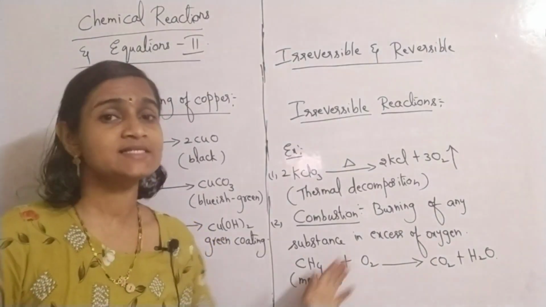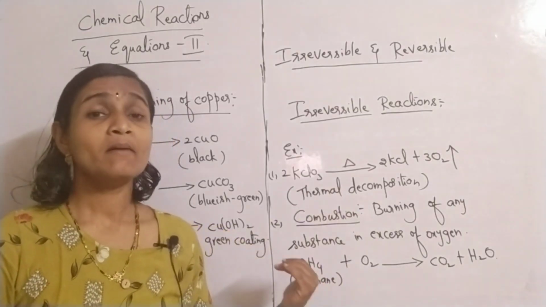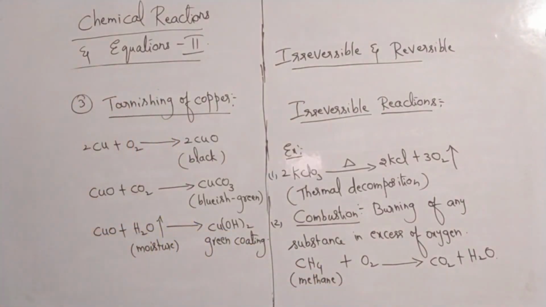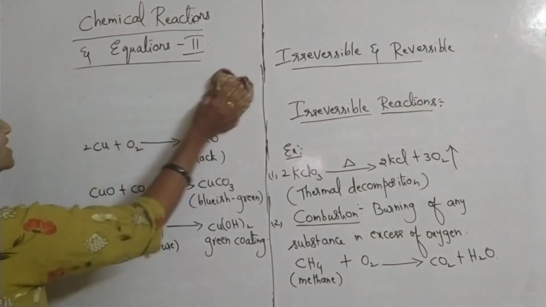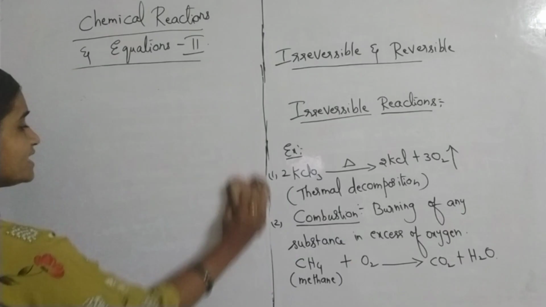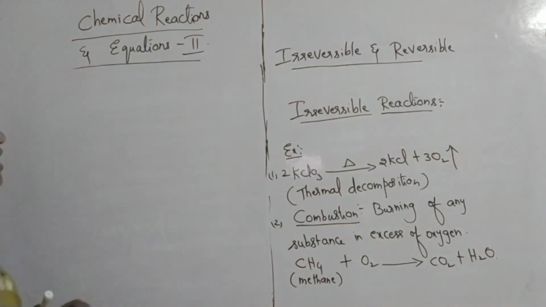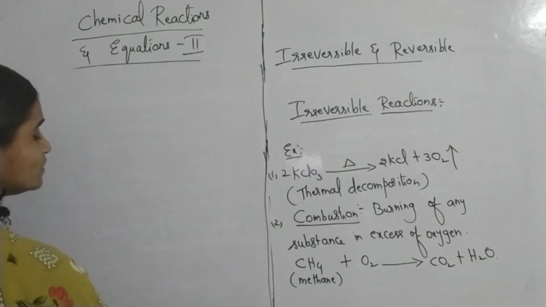So combustion reactions are also irreversible reactions, which are one-sided reactions. Reactants convert to products, but products can never be converted back to reactants. Such kind of reactions are called irreversible reactions. You can take other examples like precipitation reactions and neutralization reactions. All those are irreversible only.